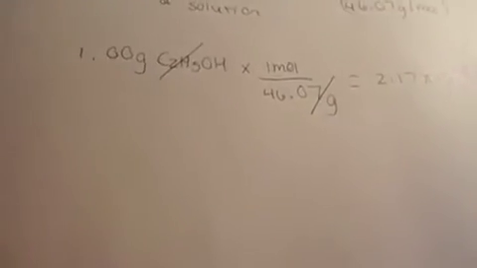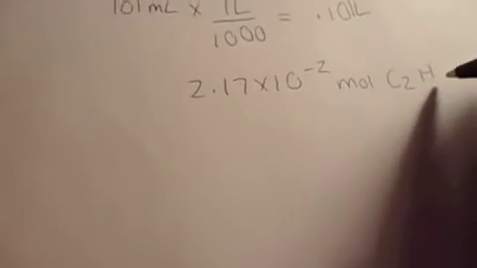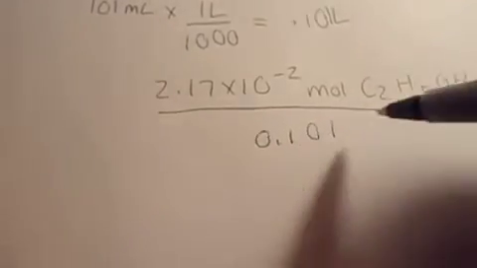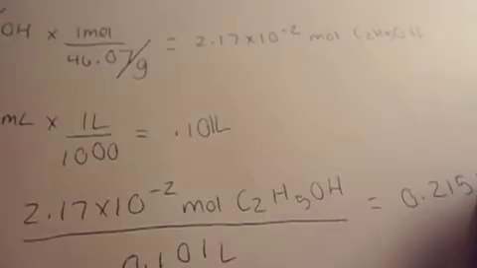Okay, so now that we have the moles, we can find our molarity by putting that over how many liters of solution we have. The volume that we were given was 101 milliliters. So to find the molarity, we say 101 milliliters times 1 liter over 1,000 milliliters, because there's 1,000 milliliters in a liter, and that's going to give us 0.101 liters. Then all you have to do is put your moles of ethanol, which we found before, over the total liters of solution, which is 0.101 liters. And that gives you a final answer of 0.215 moles per liter.